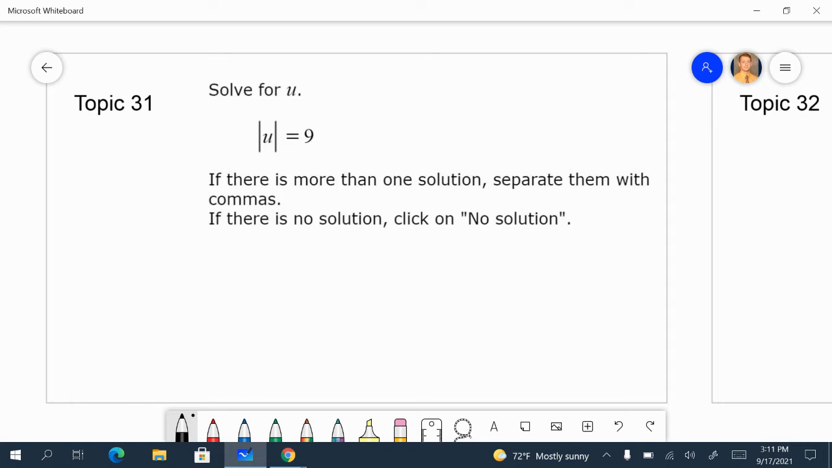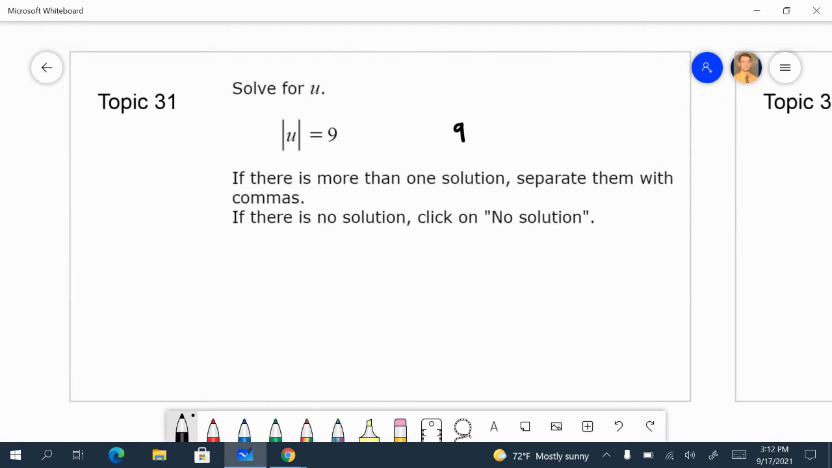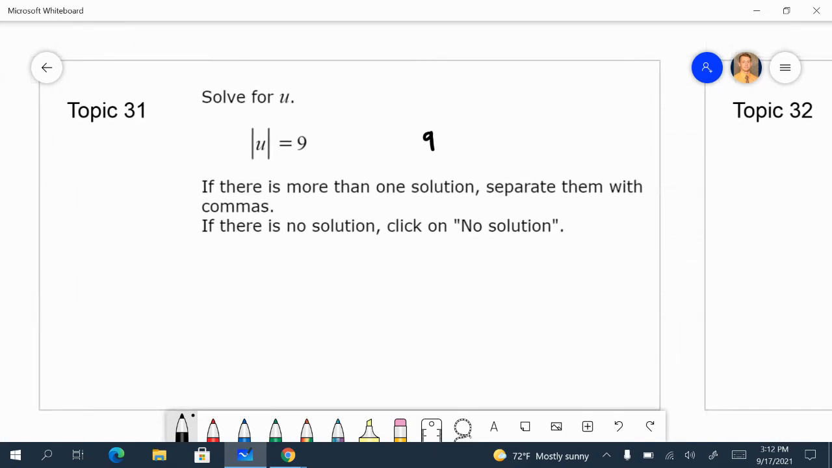If you don't remember what an absolute value does, those two lines basically make everything positive that's within those two lines. So we are going to figure out, if I put numbers inside there as u and turned them into positive numbers, what numbers could you put in there to make them equal to 9? Well, this topic's pretty easy because obviously if you just put a 9 in there, it will turn into a 9. And because it's already positive, if you also put a negative 9 in there, it will also turn into a positive 9. So these are the two numbers that would work.